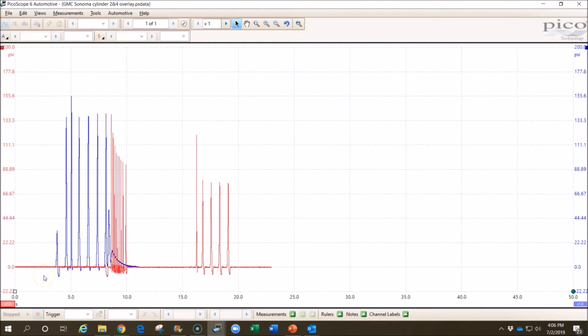Now ideally, I would recommend that you don't do this during cranking if you can help it. If the engine will run, start the car and let it idle. So these waveforms are from 2 separate cylinders captured under almost identical conditions.